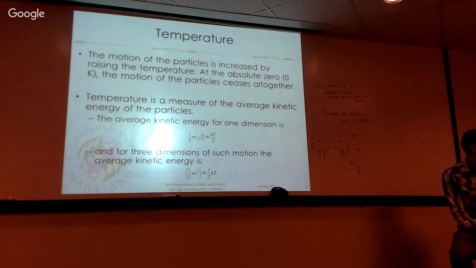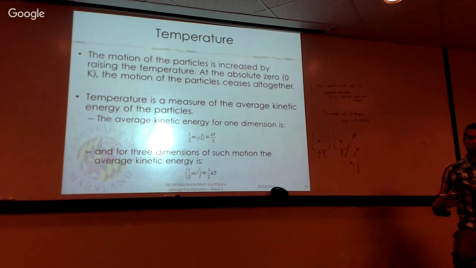Temperature is defined carefully as a measure of the average kinetic energy of the particles in whatever you're looking at. So if you increase the temperature of something, everything that exists that we know of, even though that's like 4% of the mass energy of the universe, all that matter is just these tiny little particles moving around.